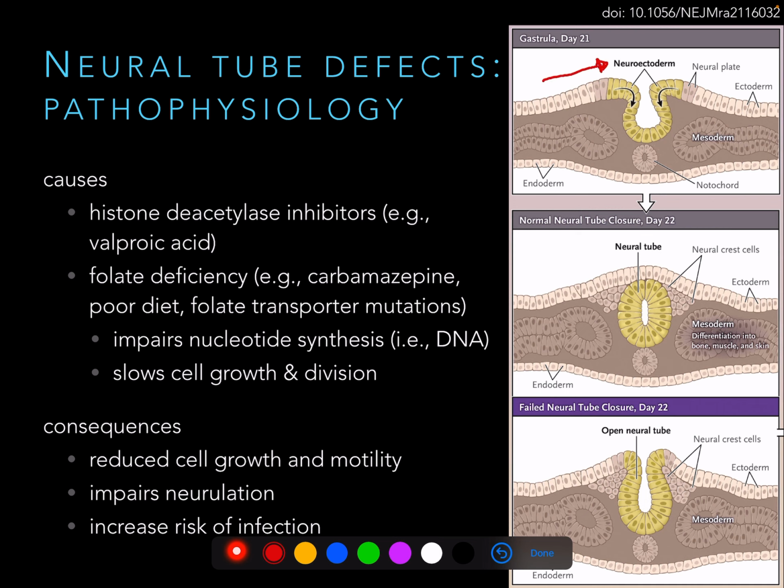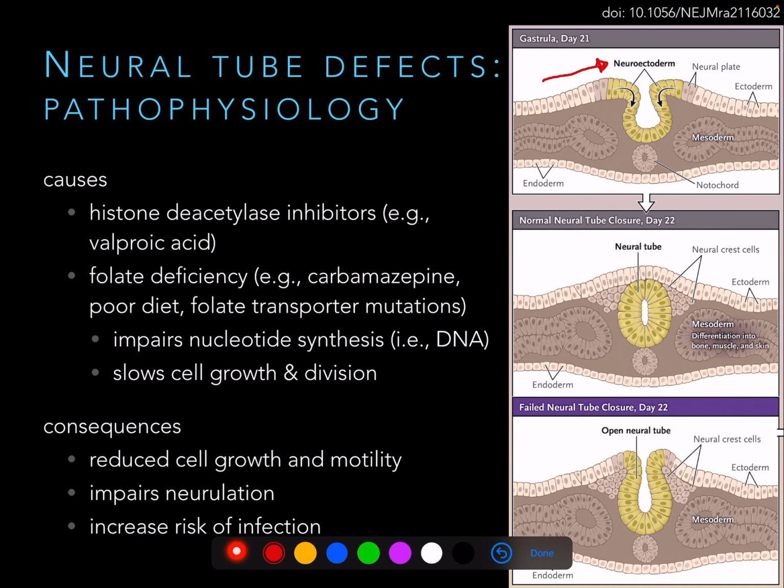Folate deficiency, whether it be dietary or because of some teratogen that interferes with folate transport, or mutations that interfere with folate transport. Either way, if we're not bringing enough folate into cells, that's going to slow down the rate of DNA synthesis. So it's the same thing here. All these are doing is slowing down growth, division, and making it so that the neural grooves don't meet. So when our cells don't grow and move, neurulation is impaired, and we have these open neural tube defects.